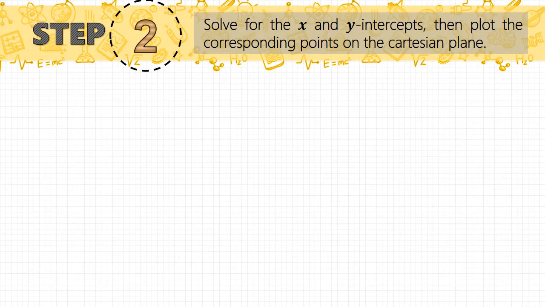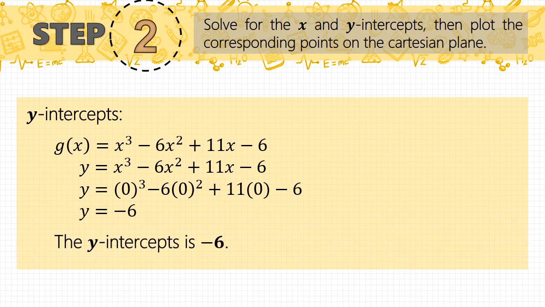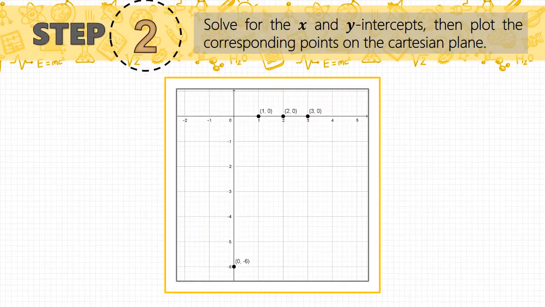While for solving for the y-intercept, let g of x be equal to y, and then substitute 0 for all x on the given function. We will have y equals 0 cubed minus 6 times 0 squared plus 11 times 0 minus 6. Therefore, the y-intercept is negative 6. Plotting the corresponding points on the Cartesian plane, we have (1, 0), (2, 0), and (3, 0) for the x-intercepts, while for the y-intercept, we have the corresponding point (0, negative 6).